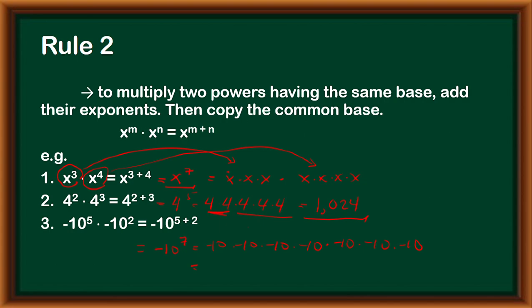So, yung sagot dito is, wow, laki. So, you can use calculator by the way. 10 million. Okay? So, dahil negative times negative, positive. Negative, positive, by the way, even, positive. 1, 2, 3, 4, 5, 6, 7. So, that's negative 7. Okay? So, yan, negative 10 million. Yun yung final answer. Okay?